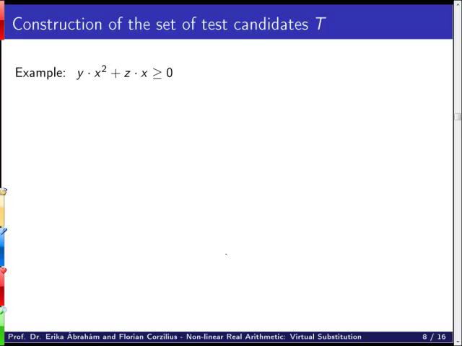Which I would like to show you. Yeah, that's perfect. How to generate test candidates. So the finite endpoints here are 0 and minus z divided by y. In this case, of course, y must be different than 0. So we have 3, or actually 2.